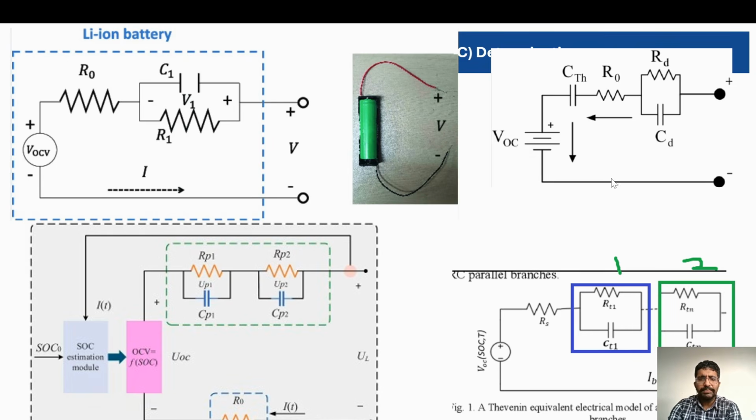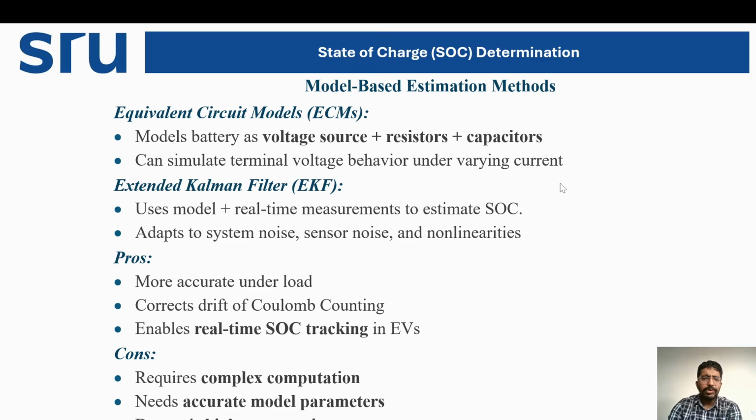Once these things are fixed, then you have to apply some Kalman filter techniques. Kalman filter is nothing but a state estimator which uses a model and real-time measurements. Whatever measurements are possible for any system will be used to estimate the non-measurable parameters like the state of charge, and it adapts to system noise, sensor noise, and non-linearity.